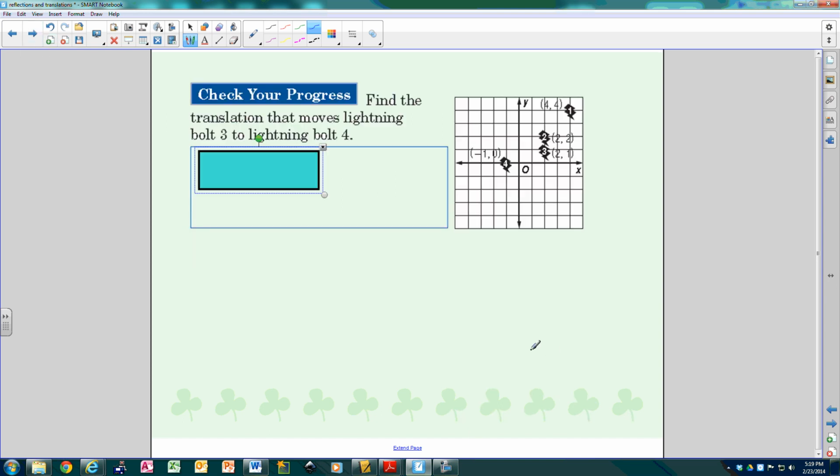So let's find the translation here from lightning bolt 3 to lightning bolt 4. So think about this rule. We're going to go from 2, 1. Okay, so this is your x and this is your y. And we're going to end up at -1, 0.